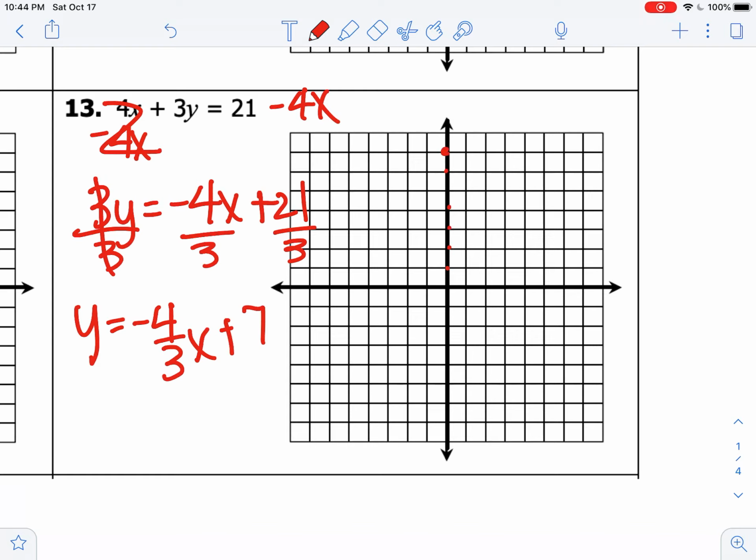So we take it up 1, 2, 3, 4, 5, 6, 7. Okay, now it's going to be a negative, so let's go down first. 1, 2, 3, 4 over 3, 1, 2, 3. Down 1, 2, 3, 4 over 1, 2, 3. There we go.